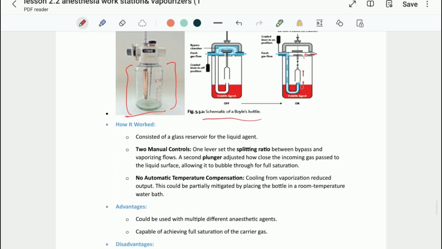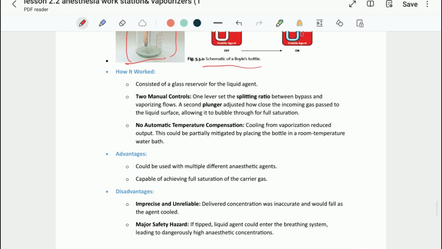The cooling from the vaporization reduced the output. This could be partly mitigated by placing the bottle in a room temperature water bath. Its advantages include that it could be used with multiple different anesthetic agents. It was not agent specific and was capable of achieving full saturation of the carrier gas.